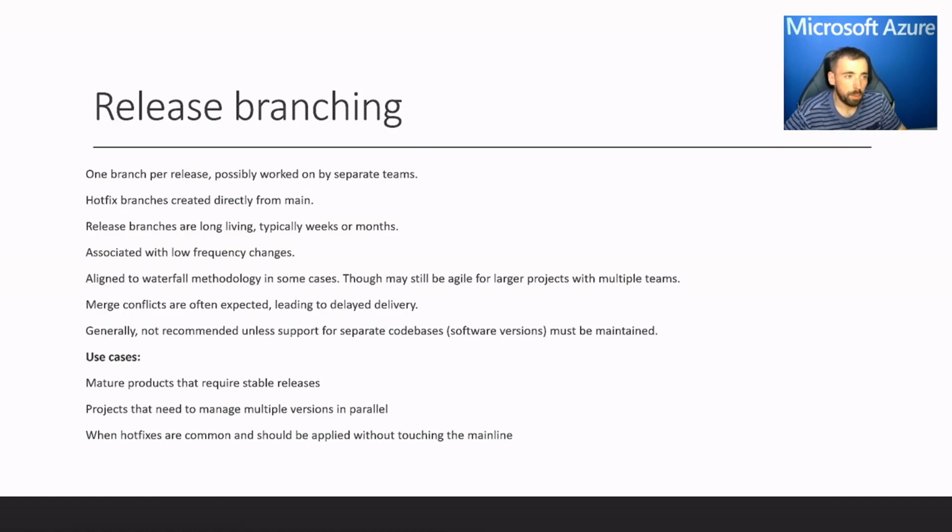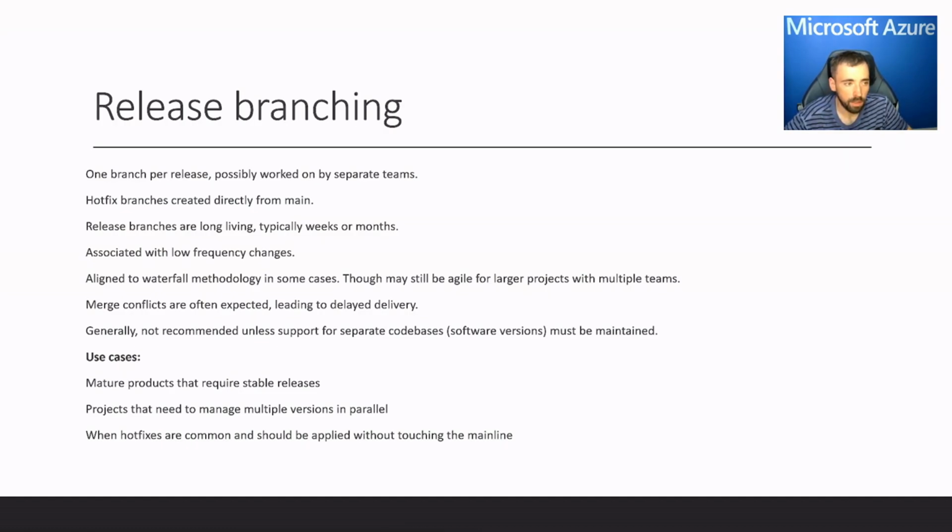So it's one branch per release, possibly worked on by separate teams. Hotfix branches are created directly from main. So this is the one thing we do directly from main, when we need to do urgent hotfixes for a critical issue. We do that against main. Release branches are long-living, typically weeks or months. So very different to some of the other branching strategies we've just looked at. Less of a focus on frequent changes. This is more about doing a monthly or a quarterly release.